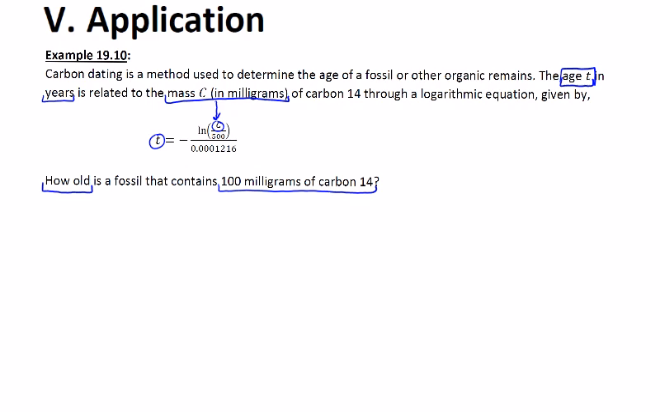So the how old means that the time is our question mark. That's what we're trying to figure out. 100 milligrams of carbon-14 means that C is equal to 100. So the formula needs to have 100 plugged in for C. It's going to say negative ln, in the argument for the ln, 100 divided by 500, all divided by 0.0001216.